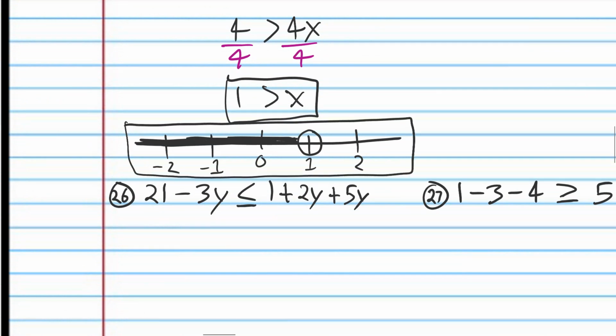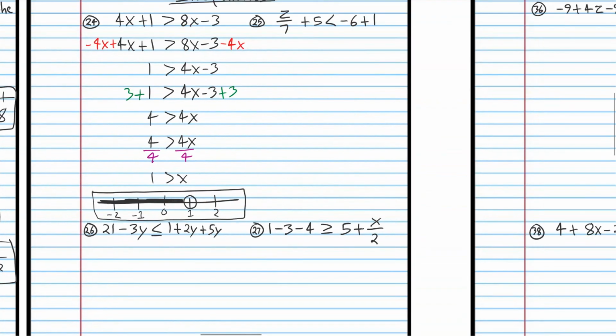So the difficult part for students is understanding whether or not you shade on this side of the dot or this side of the dot. That's going to be kind of confusing. So you're going to need some practice with that.